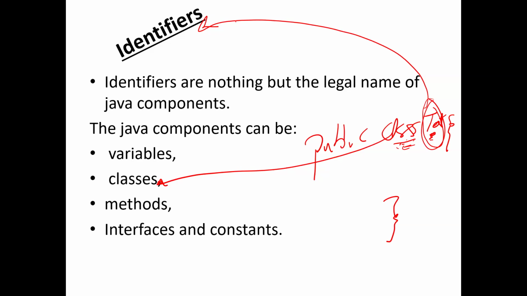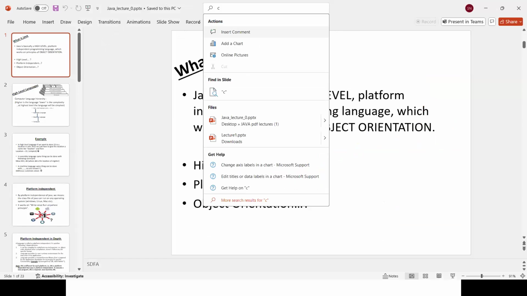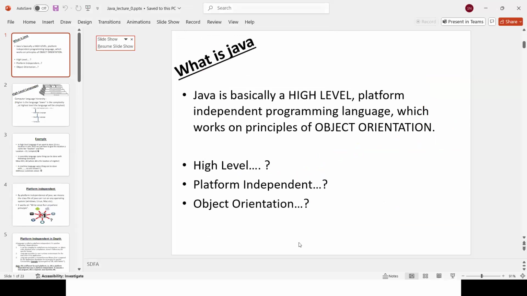So similarly, how are we going to identify Java components in Java? By the name of the Java component. And that name is nothing but what? Identifiers in Java. So that brought us to this topic today. Identifiers are nothing but the legal names by which you identify those Java components.